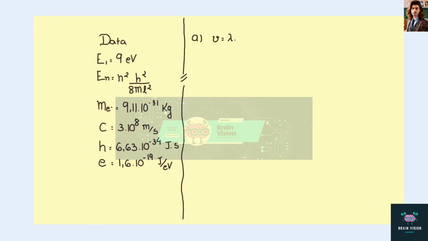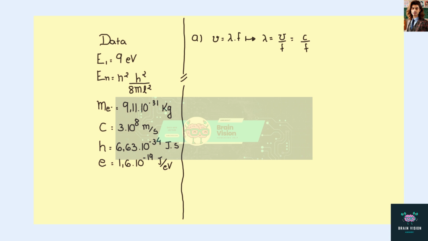In the first item, begin by remembering that the speed of the photon is equal to its wavelength times its frequency. Therefore, the wavelength of a photon is equal to its velocity divided by its frequency. And also, remember that the velocity of a photon is always equal to the speed of light, c. Therefore, lambda is equal to c divided by the frequency. And this is the equation we will be using.